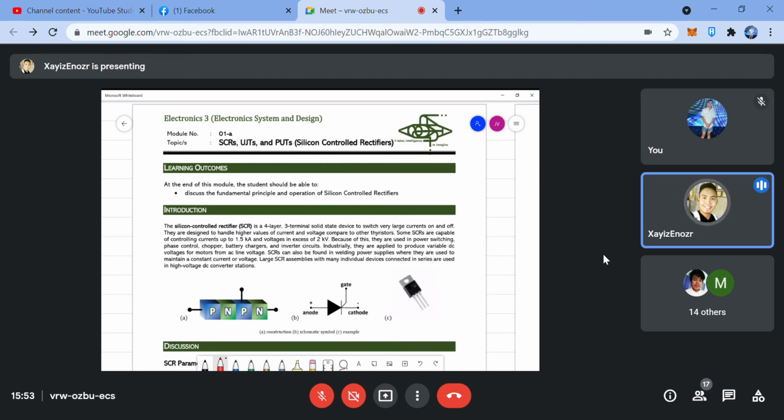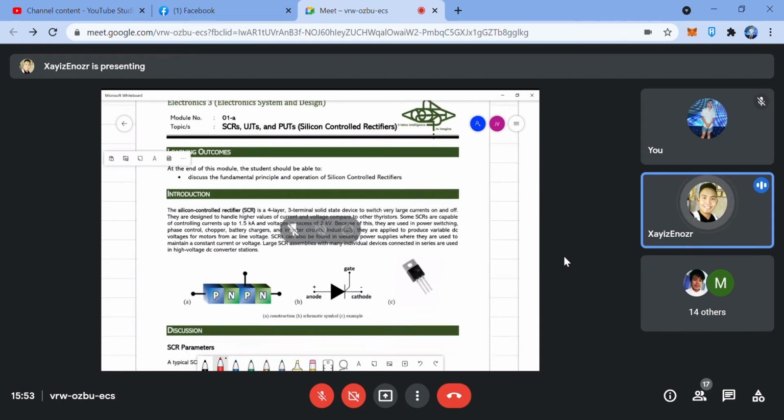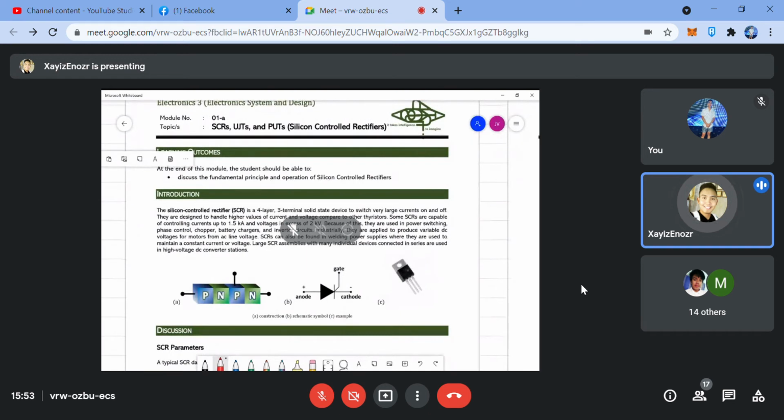SCR. So ano nga ba ang SCR? The silicon controlled rectifier is a 4-layer, 3-terminal solid-state device to switch very large currents on and off. They are designed to handle higher values of current and voltage compared to other thyristors. Some SCRs are capable of controlling currents up to 1.5 kiloamperes and voltages in excess of 2 kilovolts.